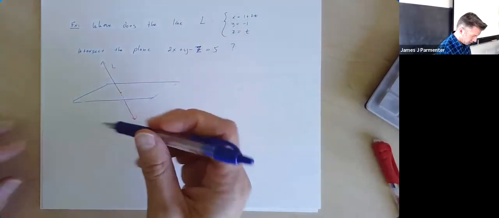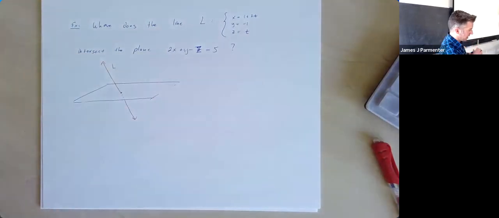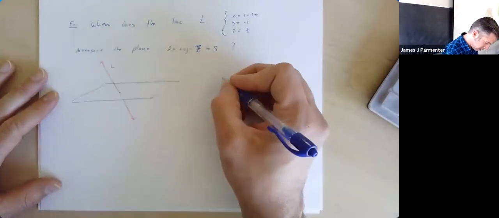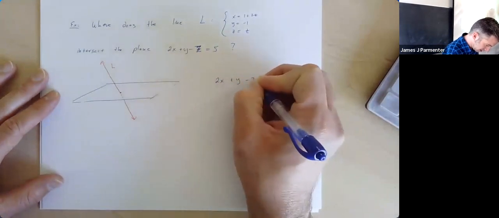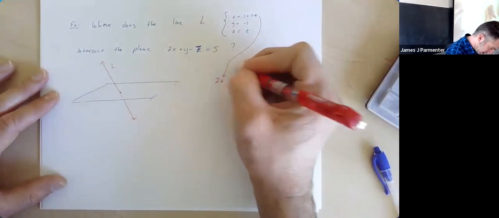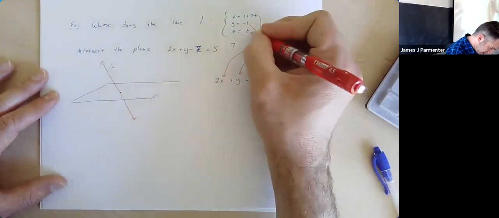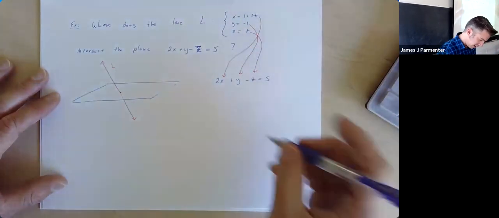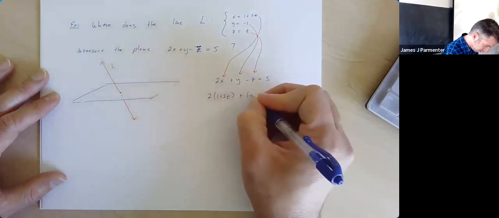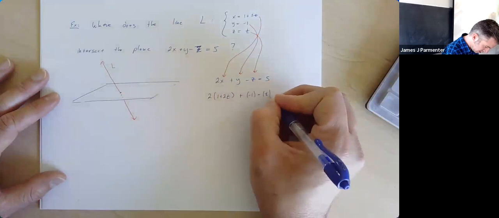Well, at this point of potential intersection, x, y, and z have to satisfy the equation of the plane. So I'm just going to plug those into the plane equation and solve for t. And if I get no solution, then I'll know that they don't intersect. So I'm going to take my equation, 2x plus y minus z equal to 5. I'm just going to substitute in x equal to 1 plus 2t, and y equal to -1, and z equal to t. So I'm going to get 2 times 1 plus 2t plus -1 minus t equal to 5.